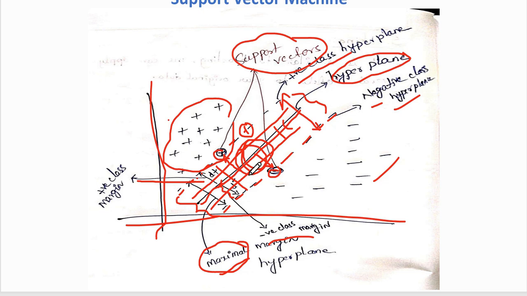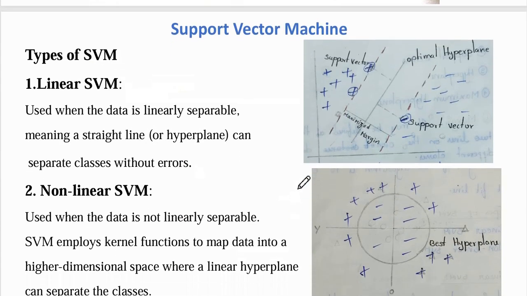Now that is about the margin, support vectors, hyperplane, positive class hyperplane, negative class hyperplane. Hope everyone understood some of the basic concepts of support vector machine. This distance is called the margin.